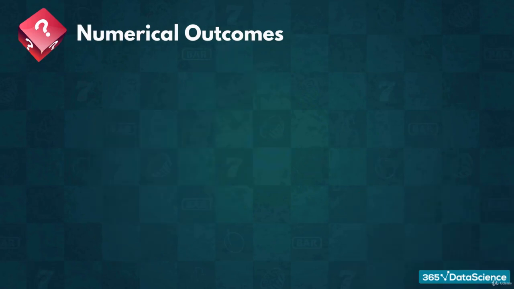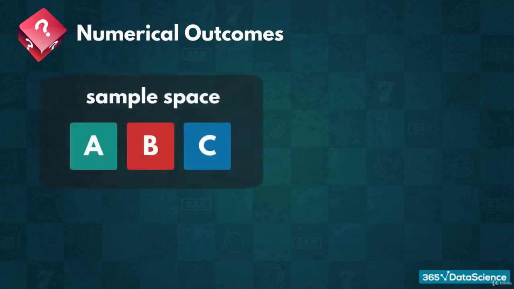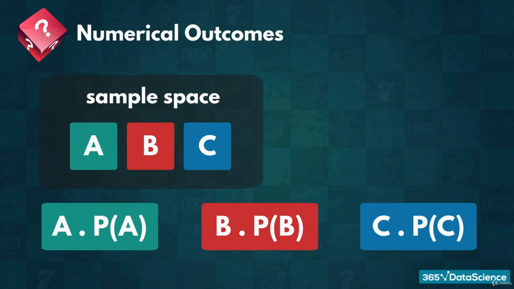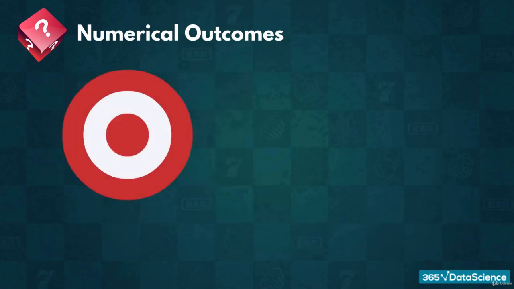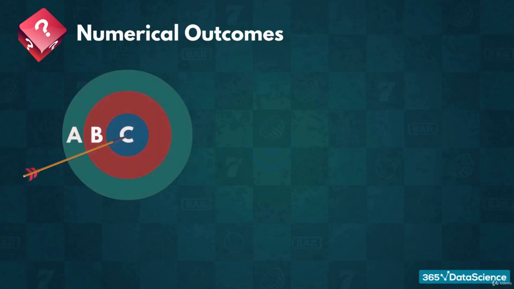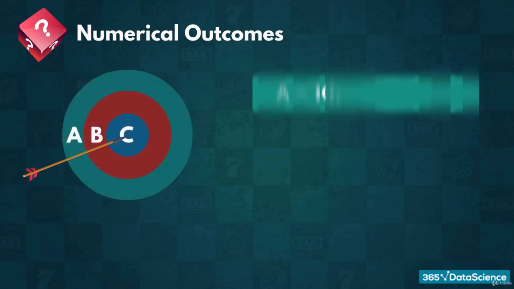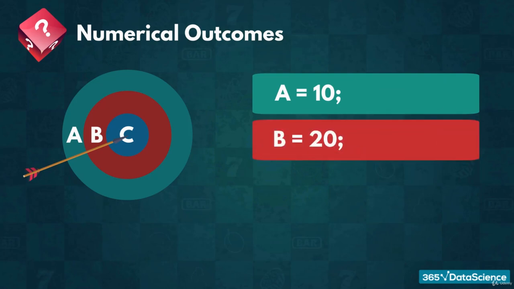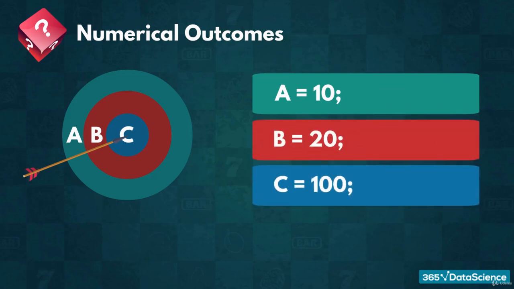Now, for numerical outcomes, we use a slightly different formula. We take the value for every element in the sample space and multiply it by its probability. Then, we add all of those up to get the expected value. For instance, you are trying to hit a target with a bow and arrow. The target has 3 layers. The outermost one is worth 10 points. The second one is worth 20 points. And the bullseye is worth 100.